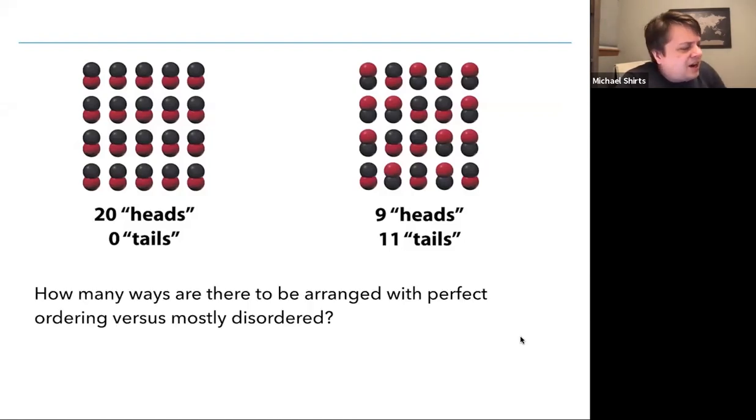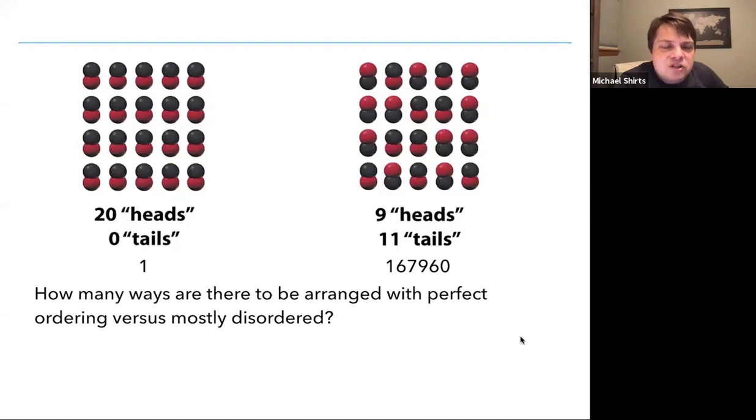Well, how many ways are there to be arranged with perfect ordering versus mostly disordered? In this case, there's only one way for all the heads to be pointing up and down. We're assuming that the molecules are indistinguishable. They're made of the same carbon, assuming the same isotope, and the oxygen is the same. So you've got 20 heads or tails, but it turns out that there's 167,960 ways to have 9 heads and 11 tails.